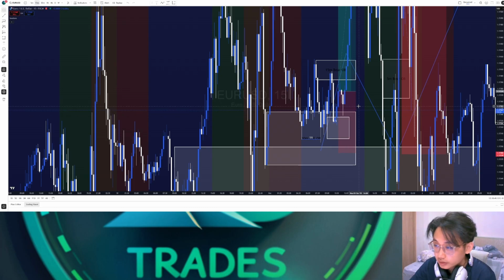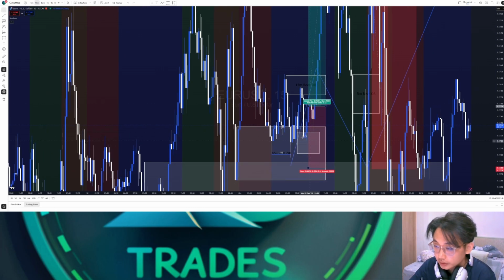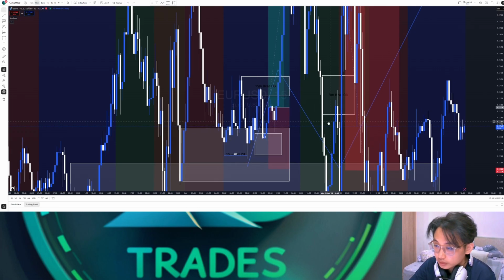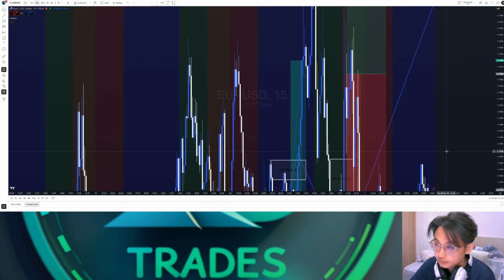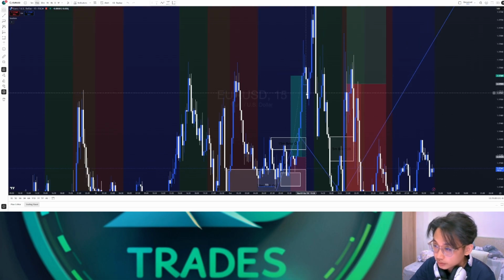So the low time frame imbalance also played out. The low time frame model also played out. As you can see, there's a really strong confirmation for us when we create a newly formed 15-minute bullish order block. When we test, price shot all the way up. I took profit here, at this line drawn here.